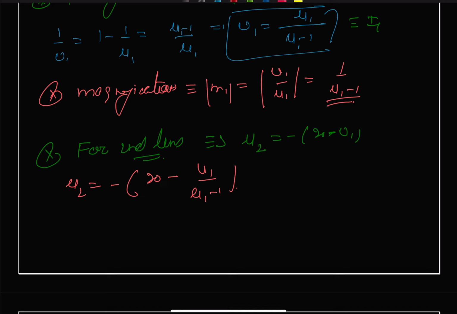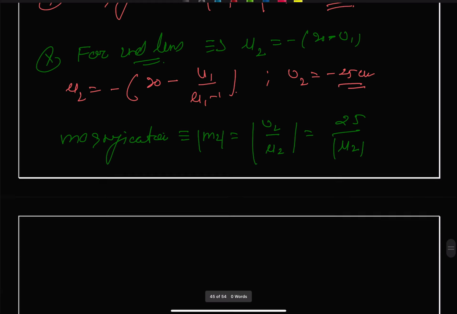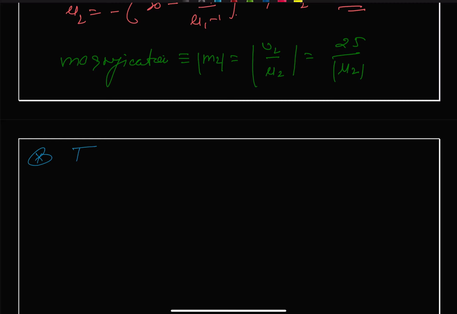and our V2 will be equal to minus 25 centimeter. Therefore we can say the magnification m2, only magnitude, we can write as V2 upon U2, which gives us 25 upon U2, and the total magnification is said to be given as 100. You can say that the total magnification m will be equal to m1 into m2, which will be equal to 100.